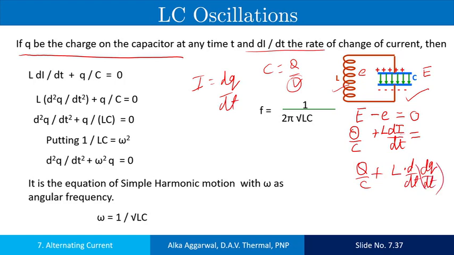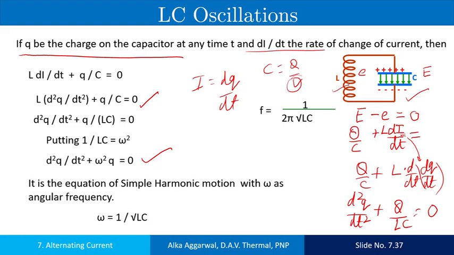In place of i, we put dq by dt. So this will be the equation. Now we are rearranging this equation. We are writing it as d square q upon dt square plus q upon LC equal to 0. Now we put 1 upon L into C equals omega square. So this will be the form of the equation.